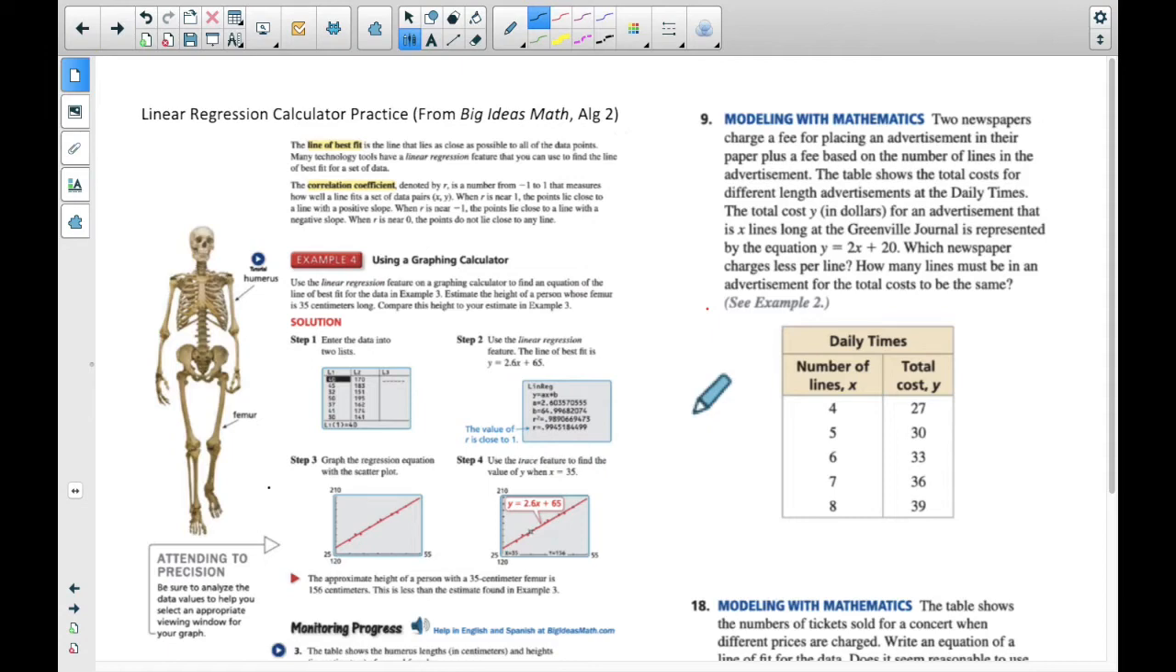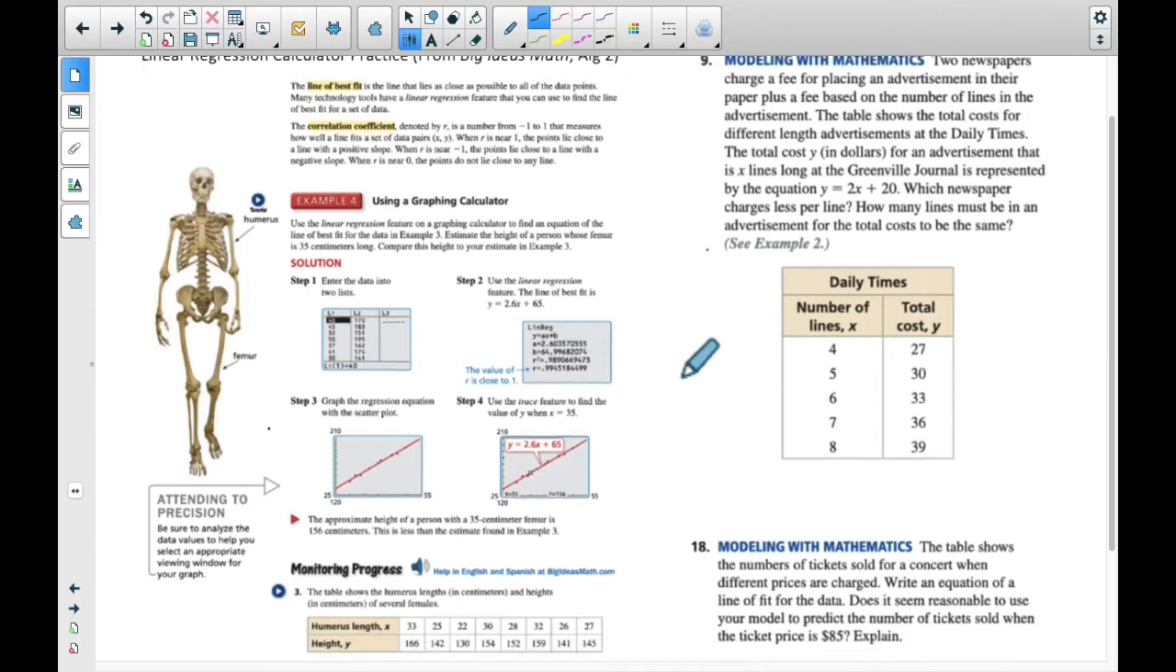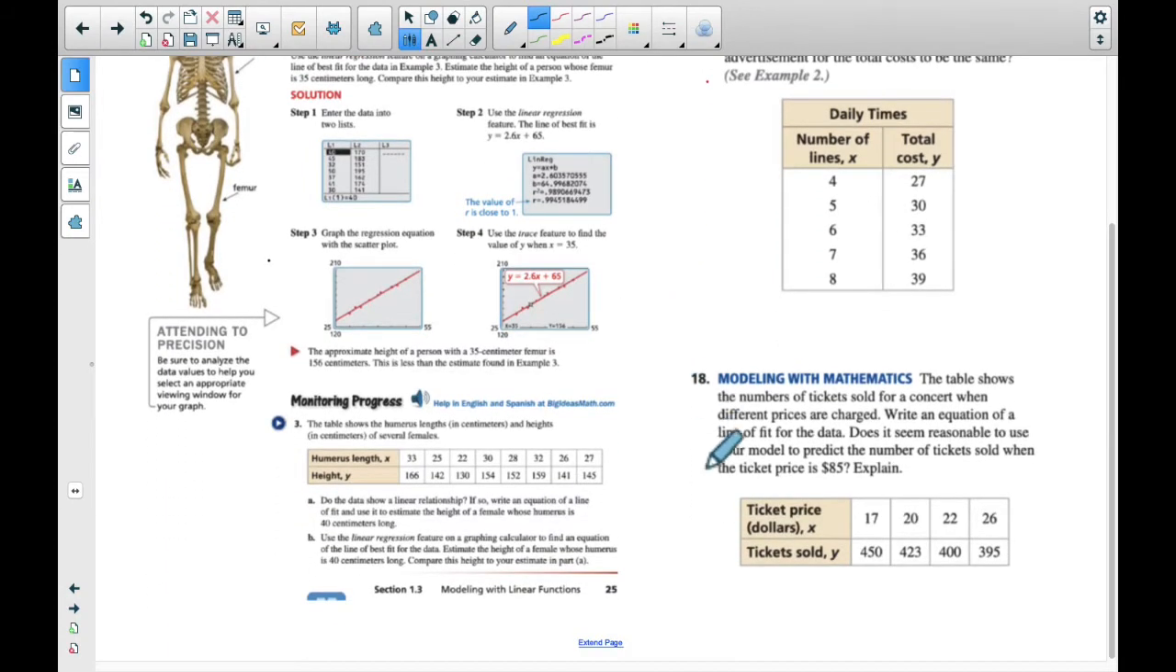So I'm going to do that. This is from the Big Ideas Math, Algebra 2, the linear regression that we've been working on with the bouncing ball. What we're doing in this assignment is 3B, and then we're also doing number 18. So we need to get our calculator, and we need to put this data into our calculator. So I'm going to switch over my calculator.